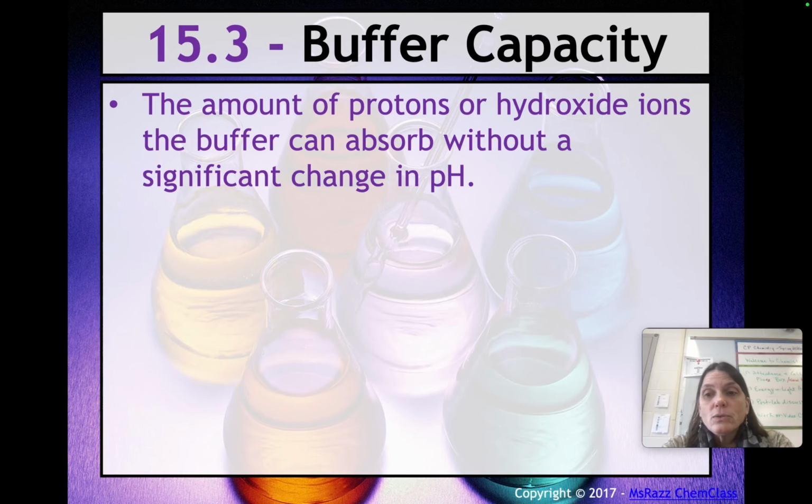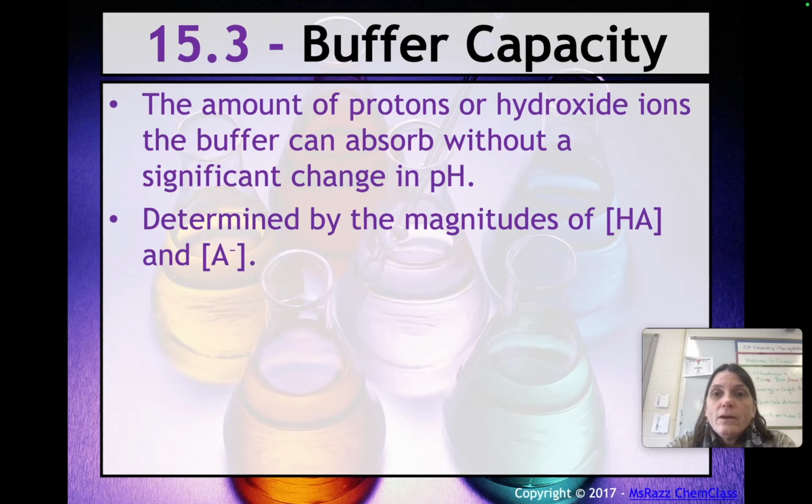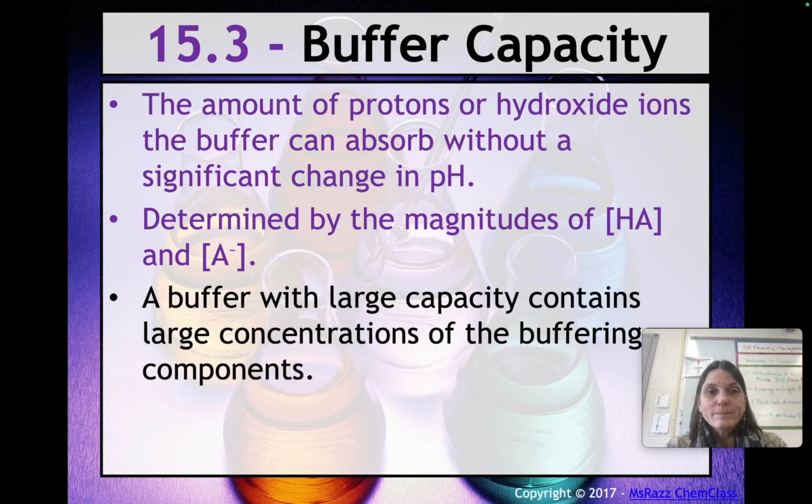And that goes right back to how many moles of acid and conjugate base you have in your buffer system. A larger concentration of HA and A minus would result in a higher buffer capacity, i.e., more moles of acid, more moles of conjugate base, the more moles of the strong acid or strong base you can react with it before you use up all the buffering action.